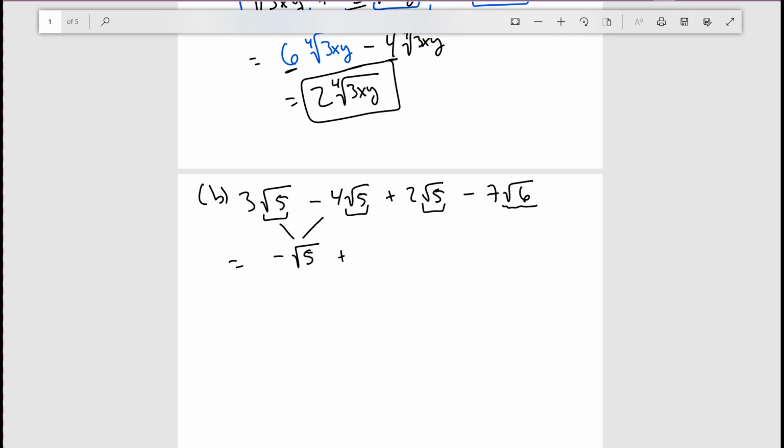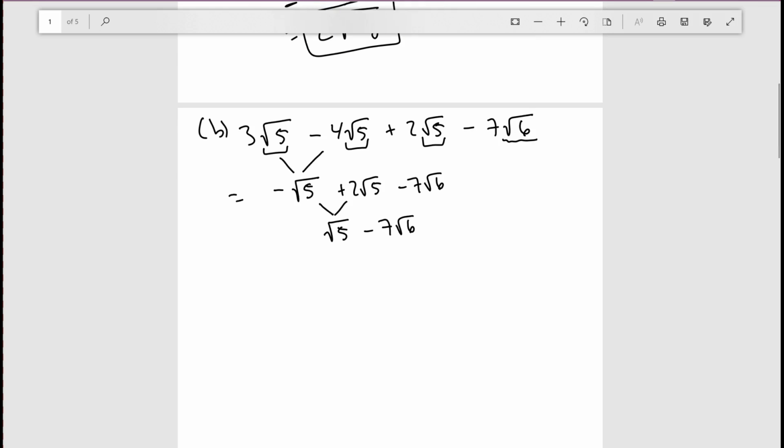I'm left with a plus 2 square root of 5 minus 7 square root of 6. Okay, so these you can further combine. Negative 1 plus 2 is going to give me a positive 1 square root of 5 minus 7 square root of 6. Okay, at this point, you really can't do anything else. This is all that you can do because you cannot combine like terms.